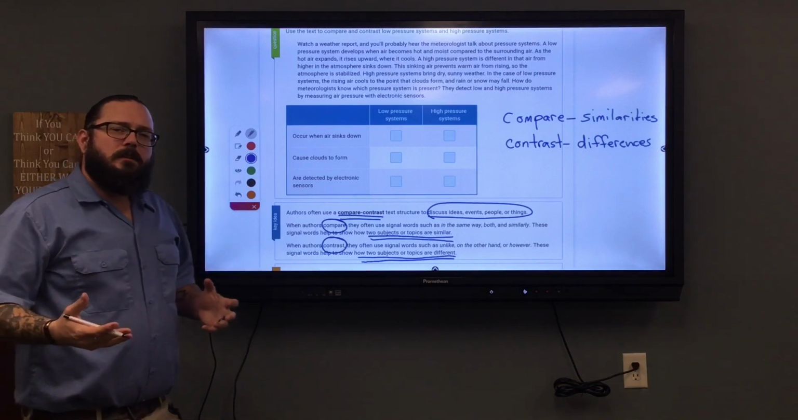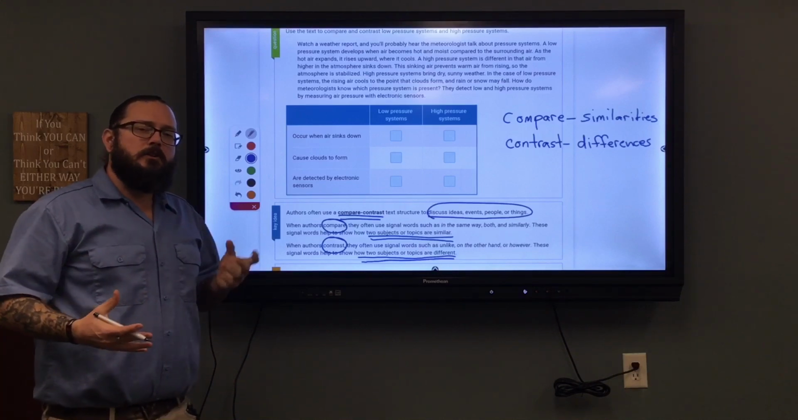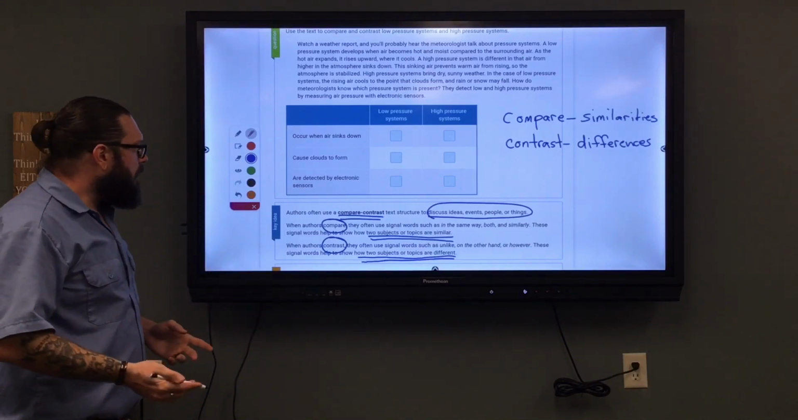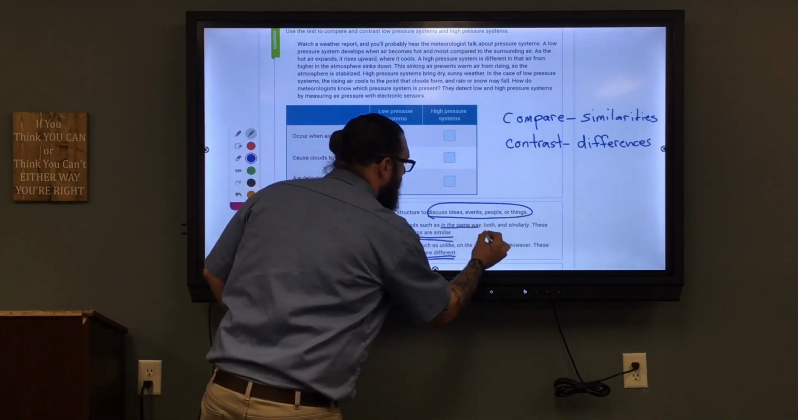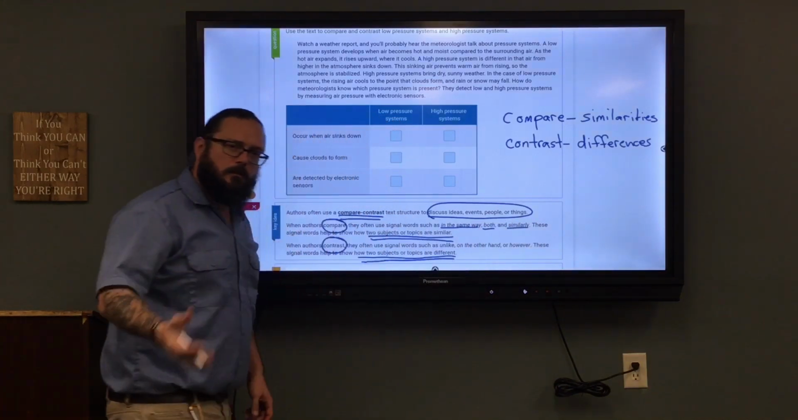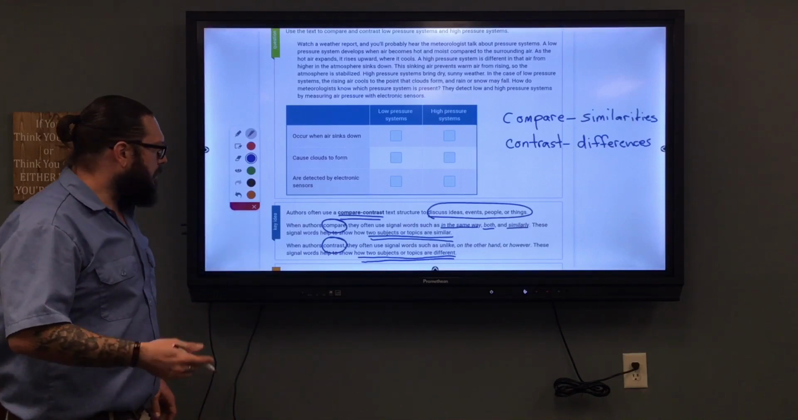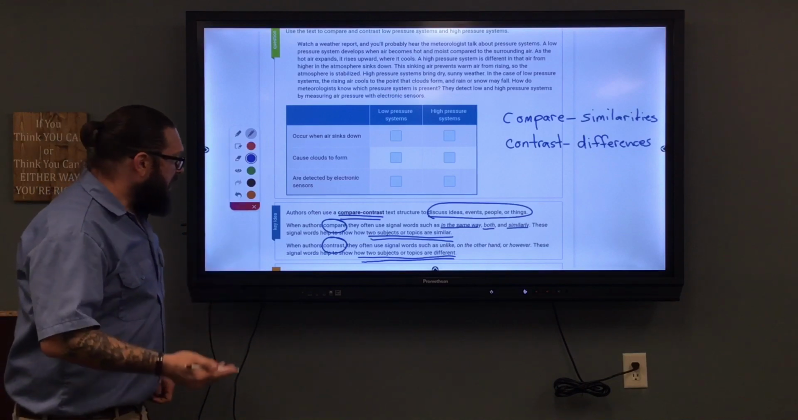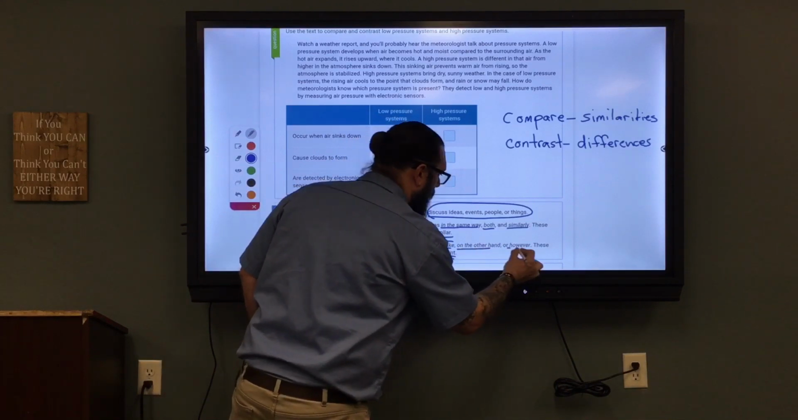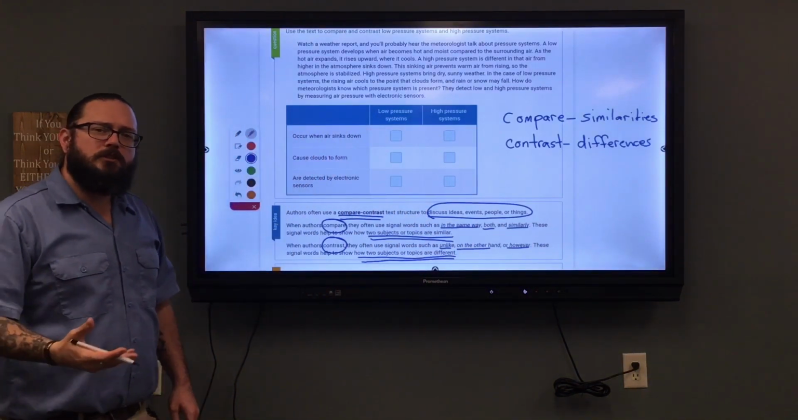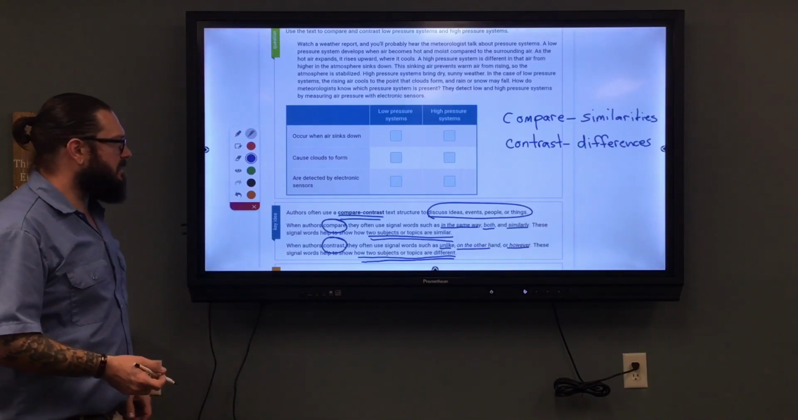Now, we also talked about how authors will use signal words that will provide us clues that they are using the compare or contrast relationship. When they are comparing, some words to look for would be in the same way, both, and similarly. So when we see those, we know that they are using compare. When they contrast, they will use signal words such as unlike, on the other hand, or however. So when we see those words used, then most likely the author is contrasting two different ideas.